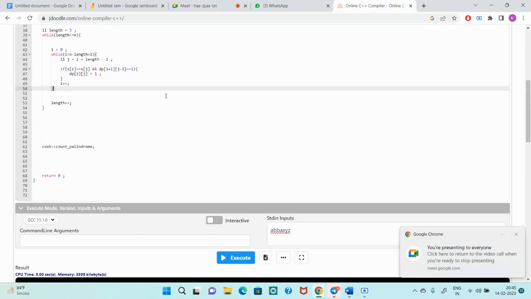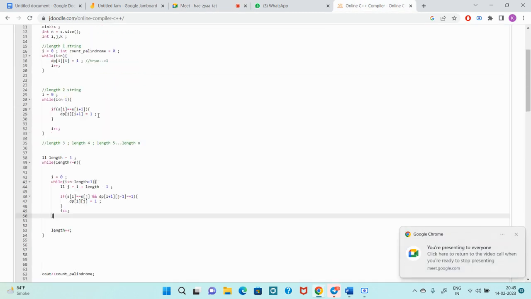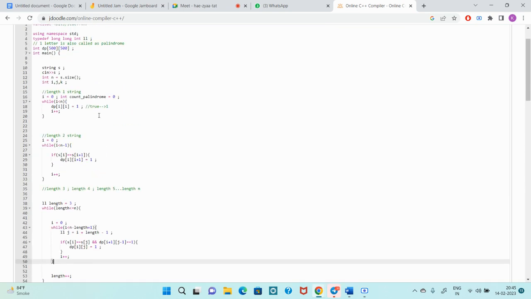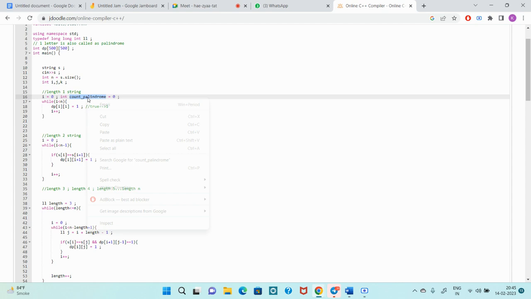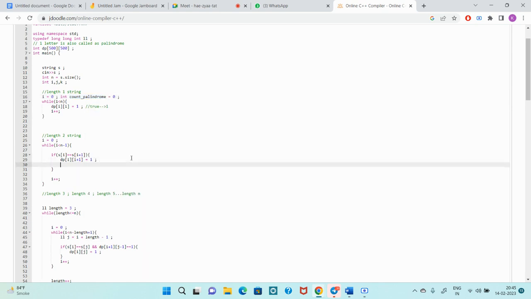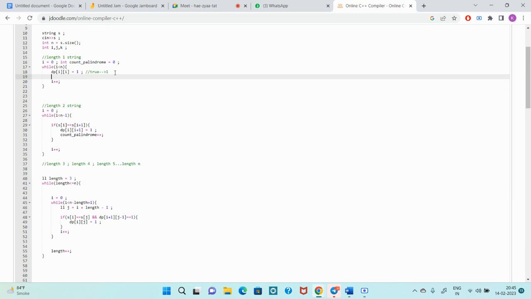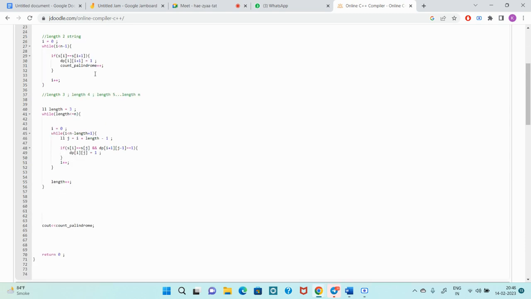Okay. Yeah. So guys, now what should we do? How to know how many strings are good or bad? So I should increment the count palindrome whenever something was 1 or true, right? So plus plus here, count palindrome plus plus. Because you have to count now how many strings are palindrome, and we count it here also, count palindrome plus plus.